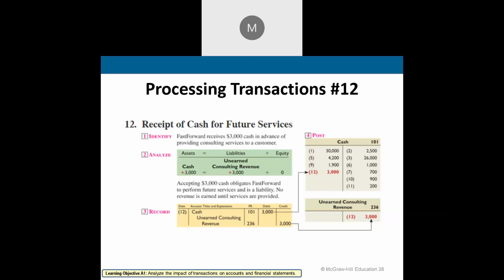Transaction 12. We receive some cash for future services. There's that word, future services. We have not yet provided the service. And you all know what that means. Unearned revenue. It doesn't become earned until we provide the good or the service.